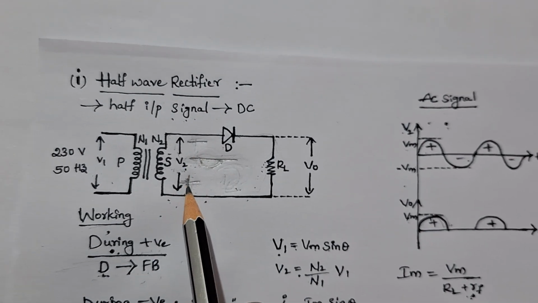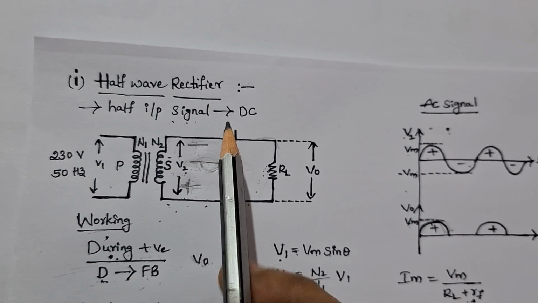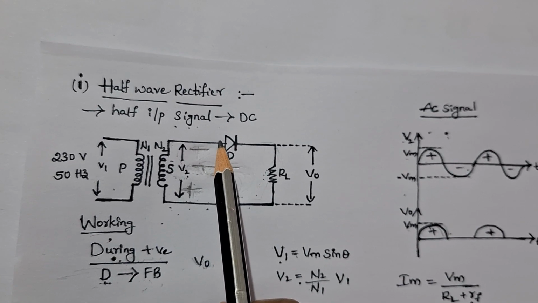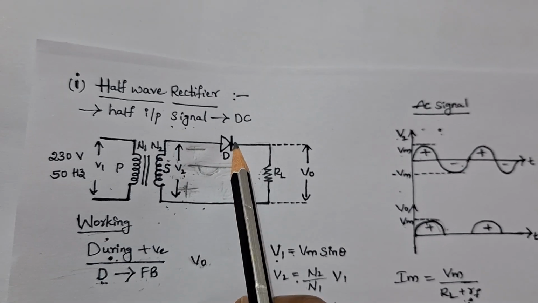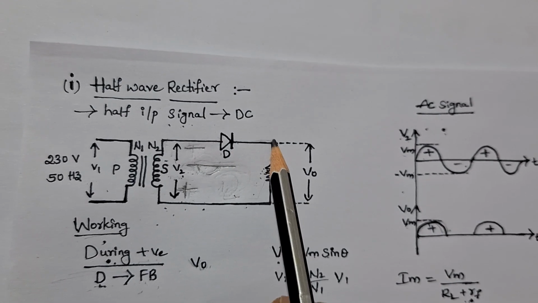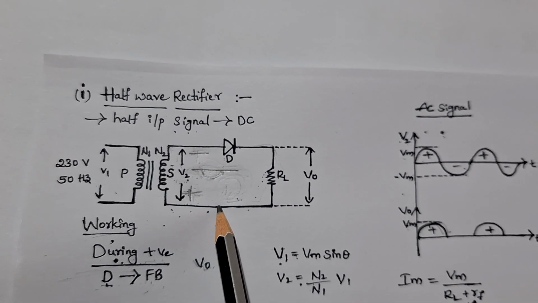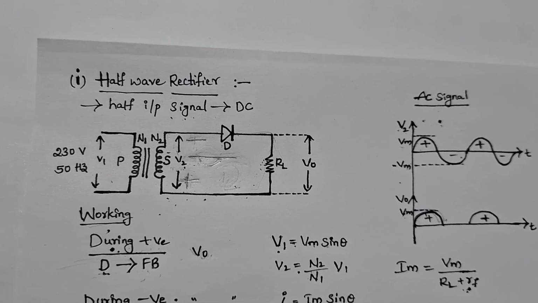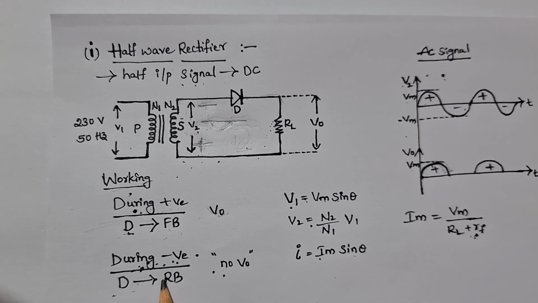Negative and a positive. Due to this polarity, you can see the anode terminal of the diode is connected to the negative and the cathode terminal is connected to the positive. So the diode will be reverse biased.